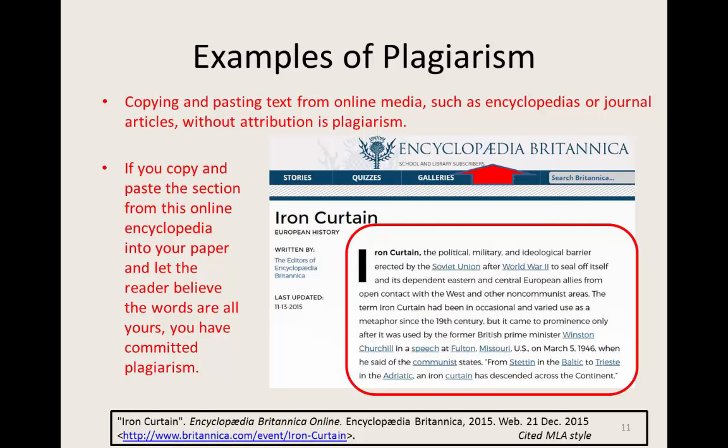So we're looking at a paragraph from an entry on the Iron Curtain from the Encyclopedia Britannica. And we have an example citation in MLA style at the bottom of the screen.